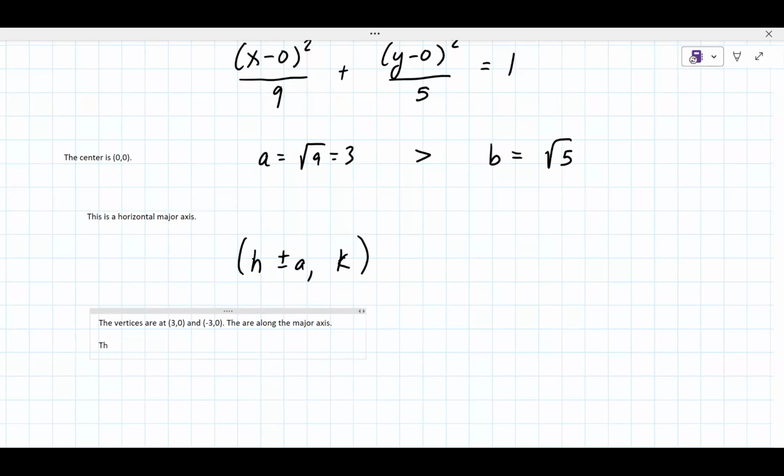The minor vertices are at, and this is where I remember there being a distinction because most textbooks don't present it this way that I've seen. The minor vertices are at 0, square root of 5, and 0, minus square root of 5. So there are the vertices.